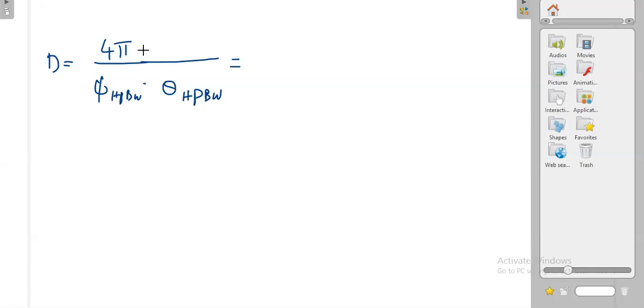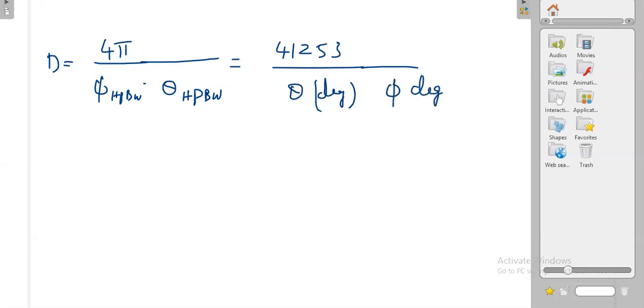Then simply convert this 4 pi from radian to degree. You know how to convert radian to degree, and you get approximately 41253 over theta times phi. Now the numerator is in degrees, so the denominator also has to be in degrees, theta in degrees and phi in degrees. So how to remember this formula? Please remember this formula, then you can modify it to the other. This is one way to calculate the directivity of the antenna. So next one is the parabolic reflector.